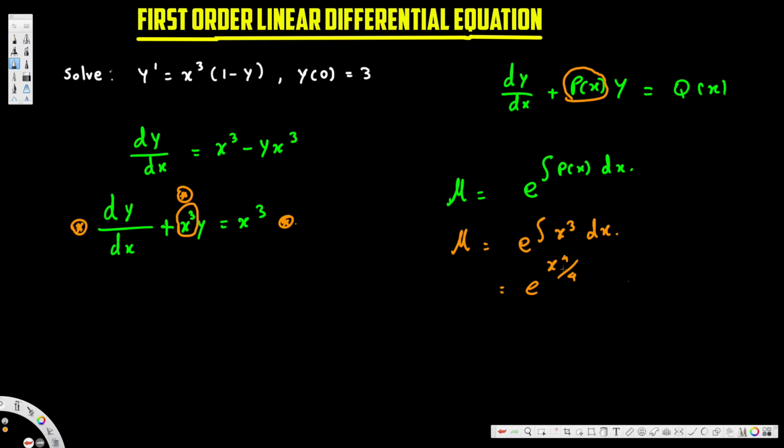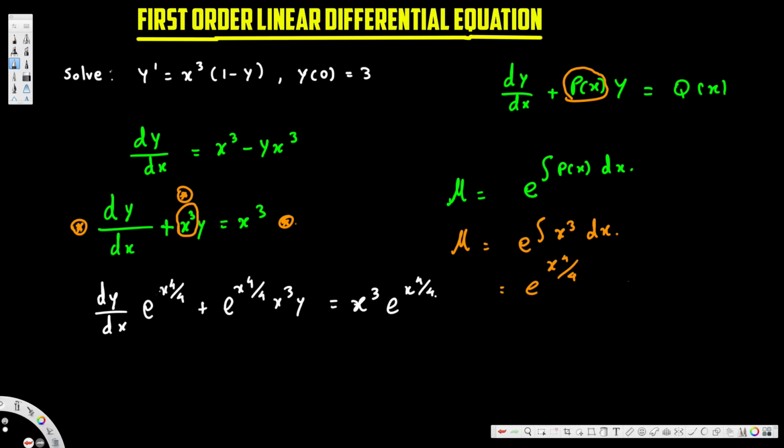And then after we find the integrating factor, we have to multiply everything by the integrating factor. So when we do that, we will have dy over dx multiplied by e power x power 4 divided by 4, plus this one also multiplied by e power x power 4 divided by 4, x cube y is equal to x cube, that one also multiplied by e power x power 4 divided by 4.